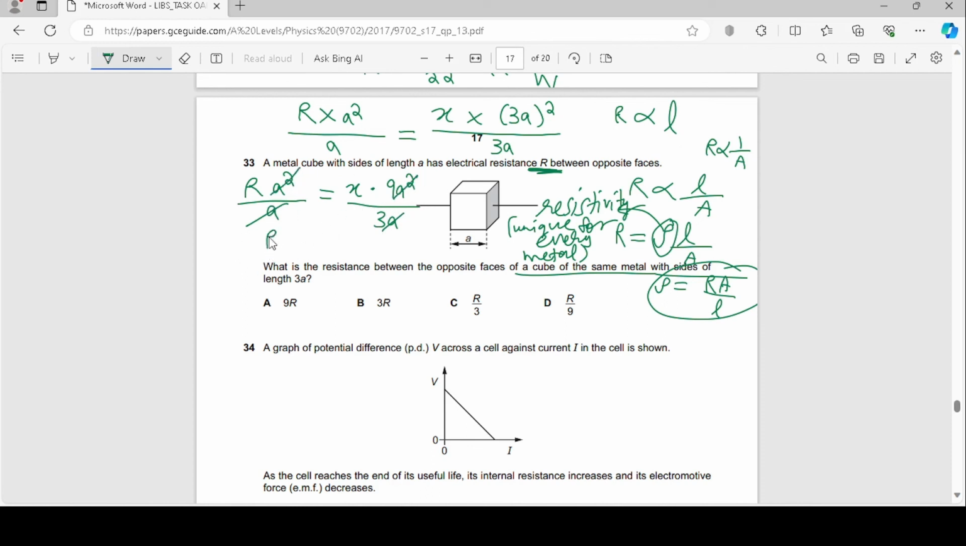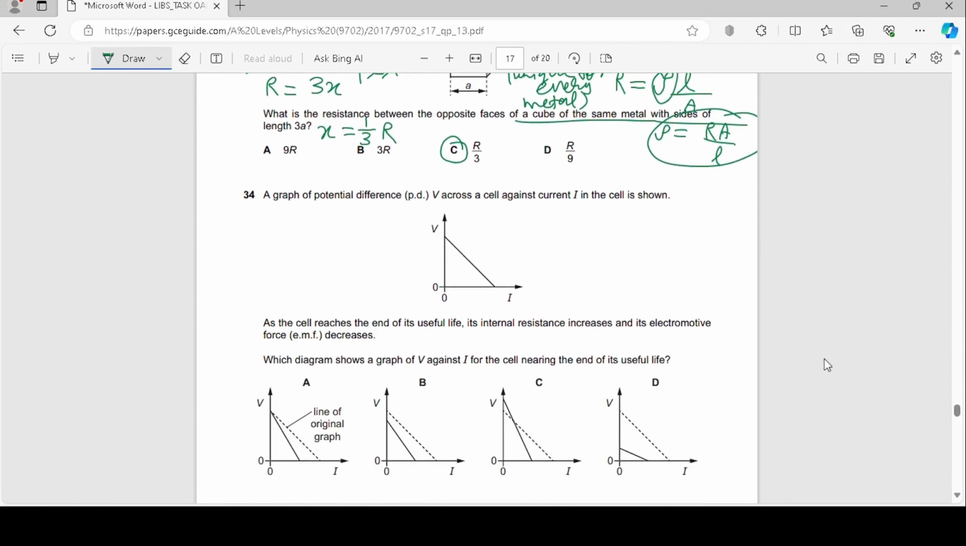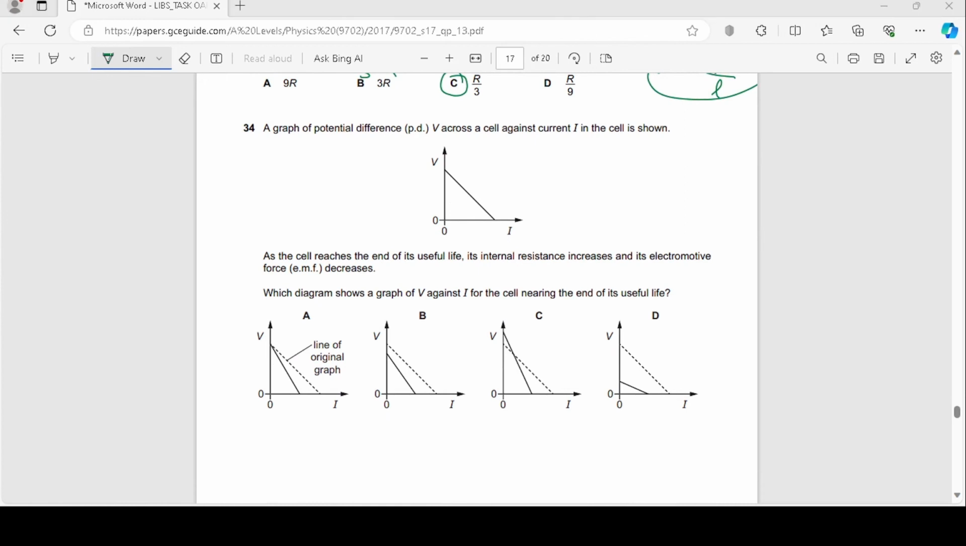And so you get R is equal to, and then 3 1s are 3 and 3 3s are 9. So that becomes R equals 3X, which implies that X, which is what we need to find, is equal to, if you just divide both sides by 3, X is equal to 1 by 3 of R. And that is an option, so C. So this new resistance of the other cube is 1/3 of this cube's resistance. Okay. Now the next question.